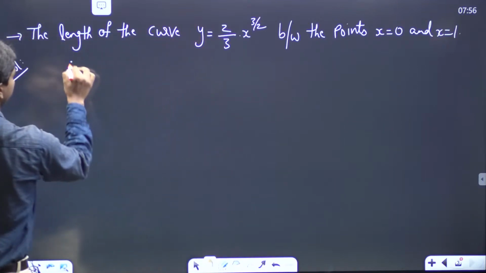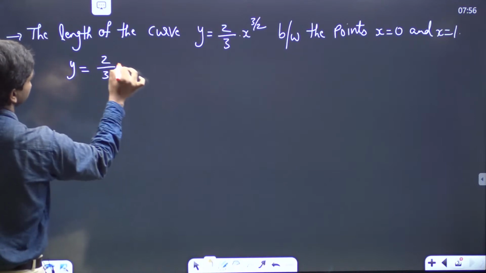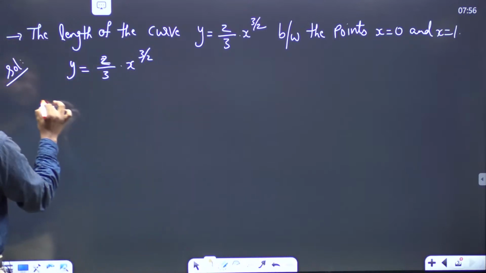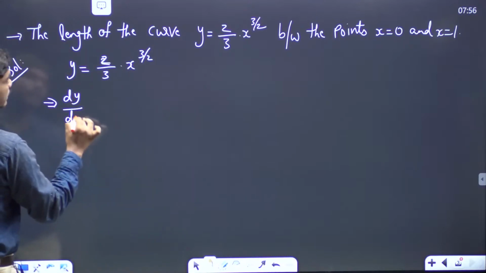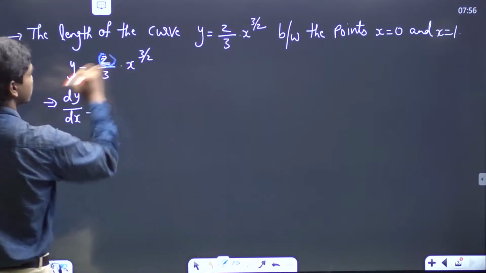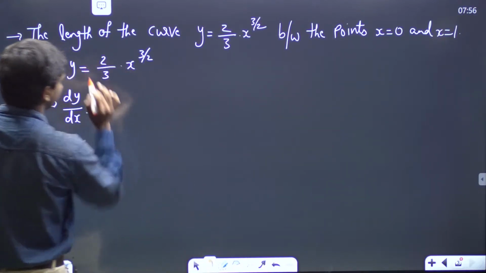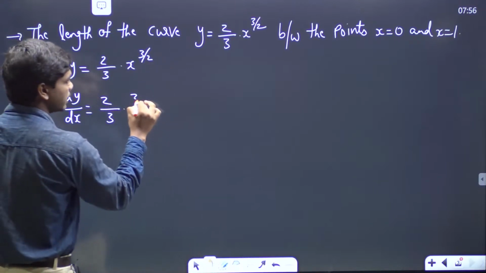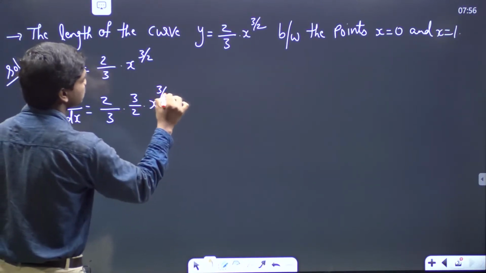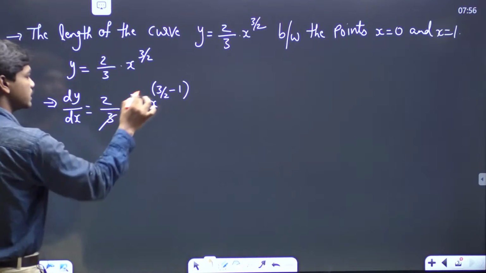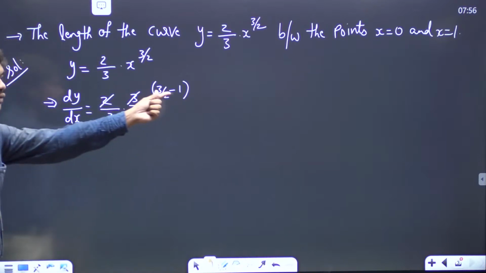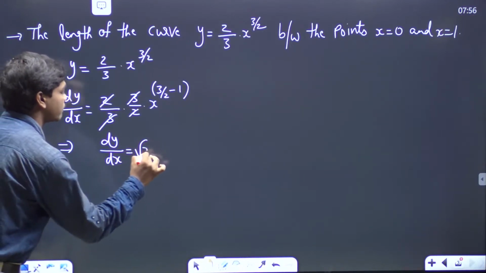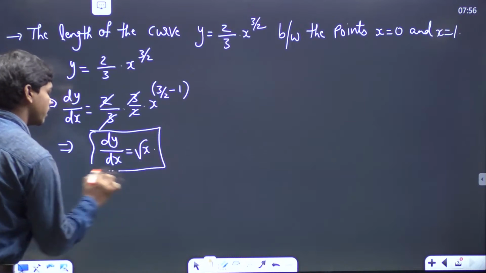So see here, what is y? y is equal to 2 by 3 into x power 3 by 2. So what is dy by dx from here? This implies dy by dx is equal to 2 by 3 into, differentiation of a polynomial function is n into x power n minus 1, which is basically 3 by 2 minus 1, correct? So this 3 gets cancelled, 2 gets cancelled, and 3 by 2 minus 1 is nothing but 1 by 2. So dy by dx is equal to root x. This is what you have, correct? So let us retain this expression.